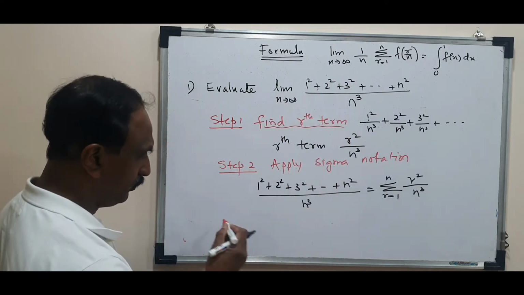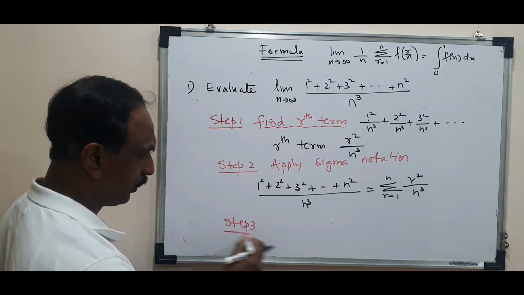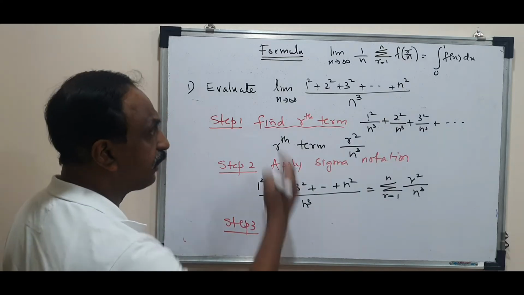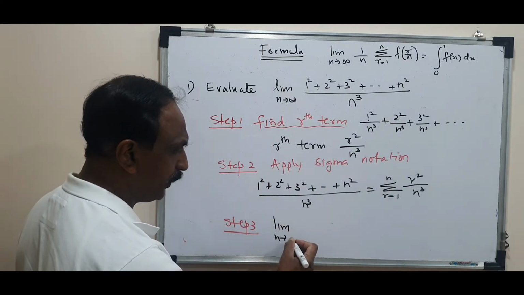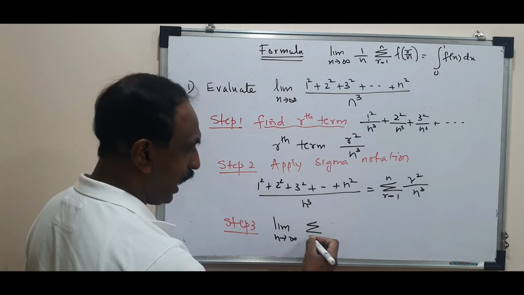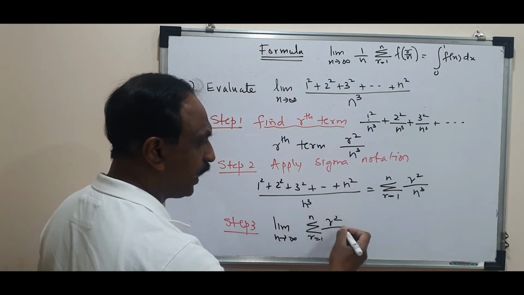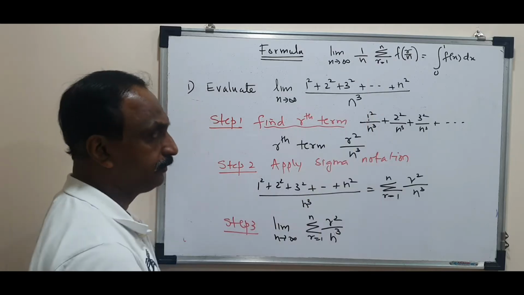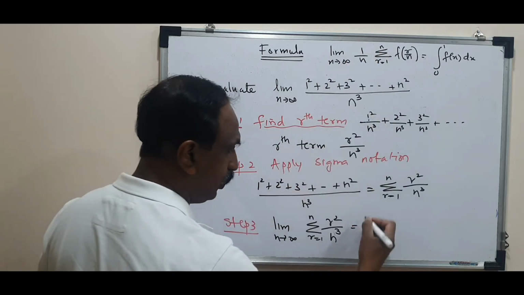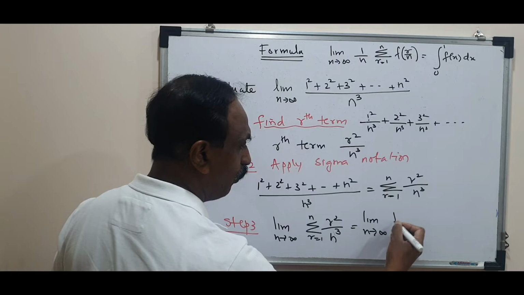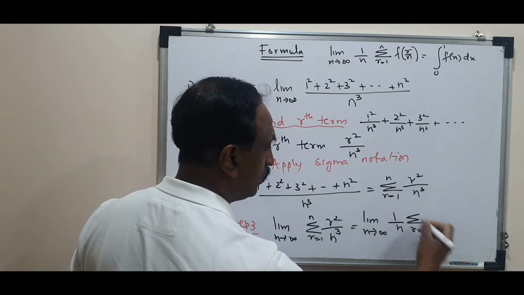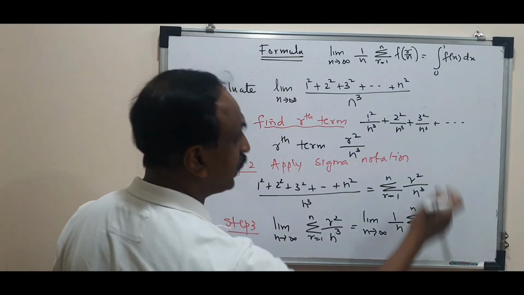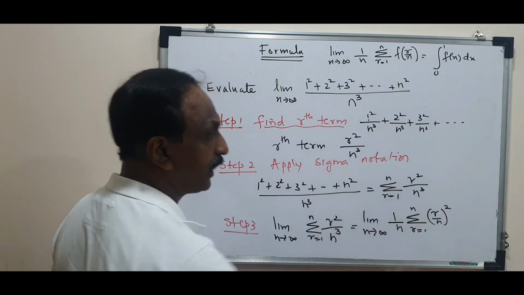So step number 3, my aim is to convert this into this format. So I will write first of all, limit n tends to infinity, sigma r is equal to 1 to n r square upon n cube. Now look at the formula. I need a 1 by n outside. So limit n tends to infinity, 1 by n got to be taken outside, and r by n the whole square. So we have got the function f of r by n. f of r by n is r by n the whole square.